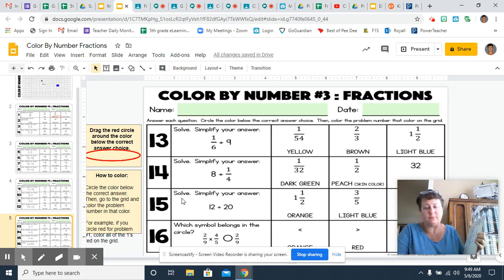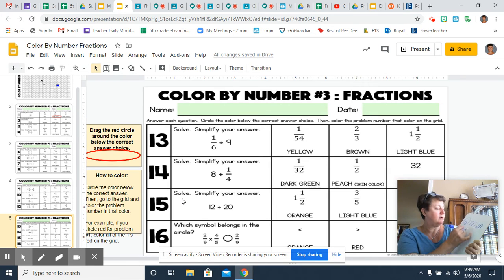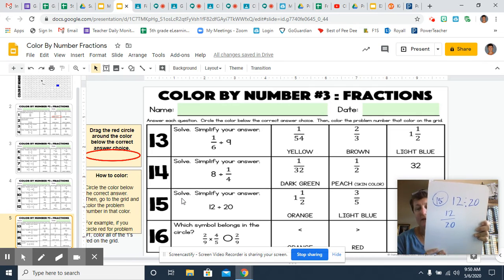So if you do that with me, what have we always learned? This is just a little review, and we haven't talked about this in a long time, but since the beginning of the year, I have told you what is another way to write divide. And the other way to write it is 12 divided by 20. But you need to find the simplest form, and then that's the answer you circle.